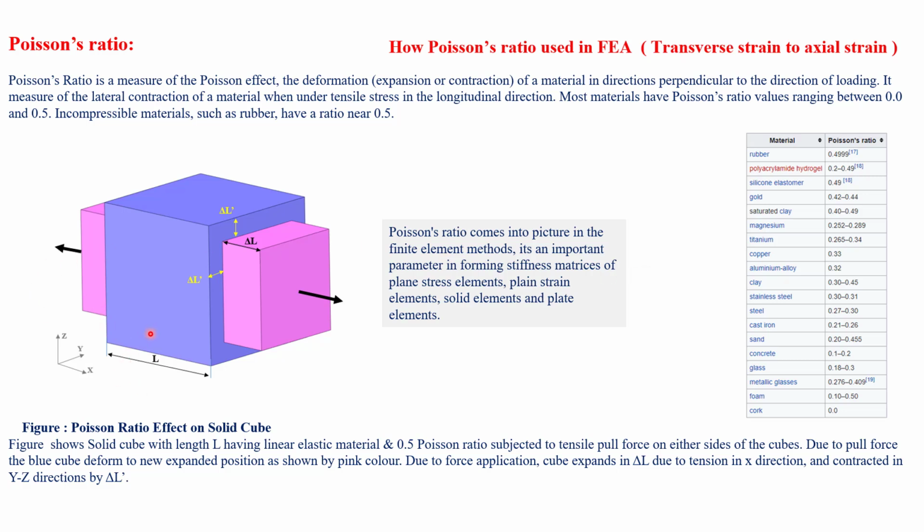So this is all about the Poisson's ratio. That is the ratio of the transverse strain to the longitudinal strain, and when they are taken into account, you will get the ratio that is known as the Poisson's ratio.